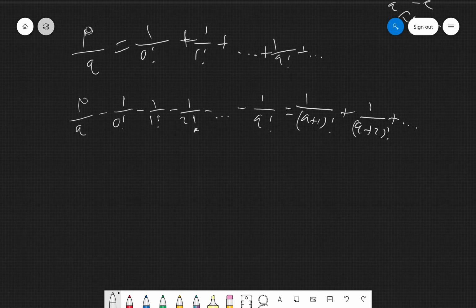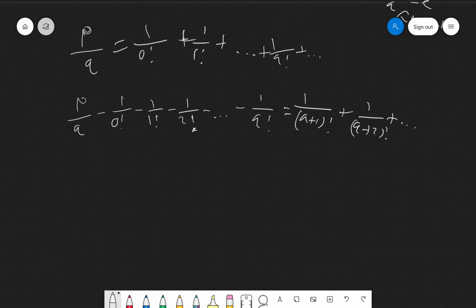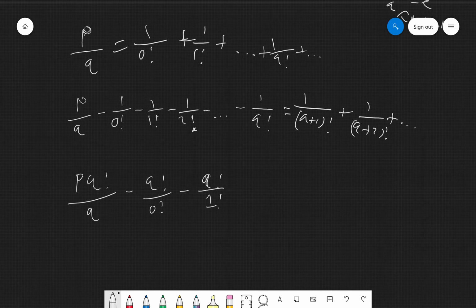So now what we're going to do is multiply by q factorial on both sides. So now we're going to multiply by q factorial, and we're going to get p q factorial over q minus q factorial over 0 factorial minus q factorial over 1 factorial minus q factorial over 2 factorial minus dot dot dot minus q factorial over q factorial.